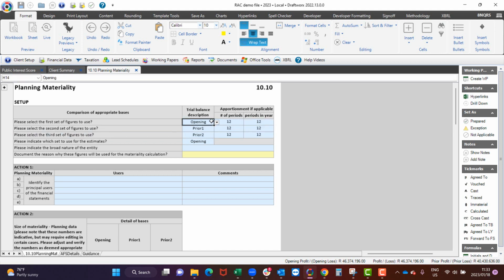If you have imported additional information in your working trial balance, you can use, for example, interim or final budget. DraftWorks allows for that. Okay.